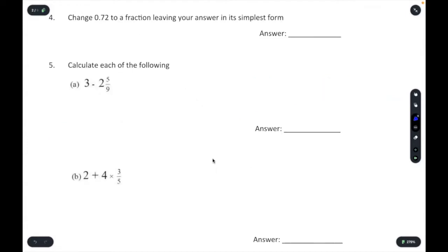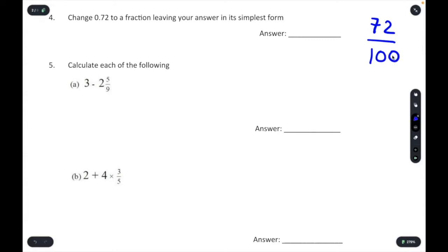Question 4, it says to change 0.72 to a fraction, leaving your answer in its simplest form. So at the moment, we have a decimal 0.72. That as a fraction is 72 hundredths. Now we want to cancel this fraction down to a simpler form, which means that we're dividing the top, the numerator, and the bottom, the denominator, by common factors, numbers that we can divide both of these by. So we can see at first glance that they are both even. For this reason, we can divide top and bottom by 2, and that would give us 36 on the top and 50 on the bottom, but actually, those numbers are still even.